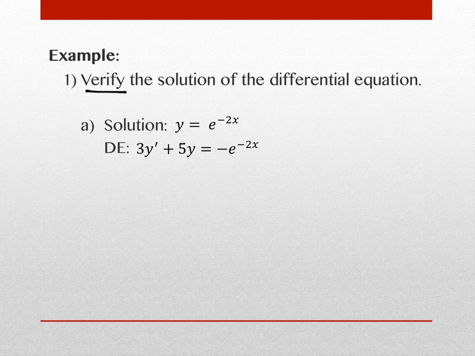It will work. We saw it probably in trig as well when you verified an identity, right? You proved or verified that the left-hand side of some crazy trig stuff equaled the right-hand side of that same stuff, okay? So you've done this sort of thing before, but we're going to do it with calculus now. So the solution that they're giving you that's going to work is y equals e to the negative 2x, and the differential equation is y prime plus 5y equals negative e to the negative 2x.